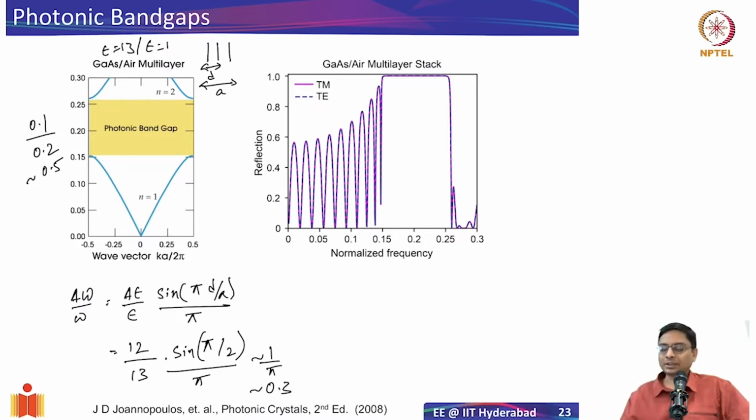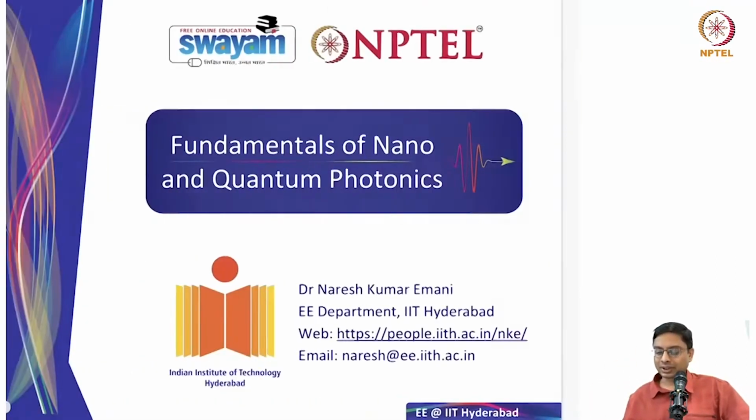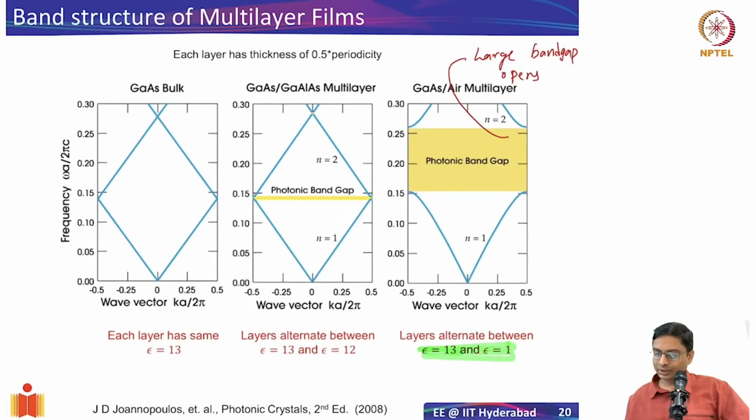In the first case that we considered in the last lecture, there are two layers, epsilon 13 and epsilon 12. In such a scenario, we can consider the change in epsilon as a small perturbation compared to the background. The background could be 13, and in this case the other epsilon is 12, so delta epsilon is minus 1. The perturbation is only small compared to 13; 1 compared to 13 is very small. So in this scenario, this expression will hold very correctly.